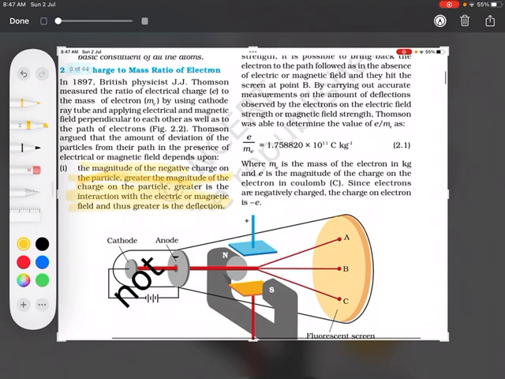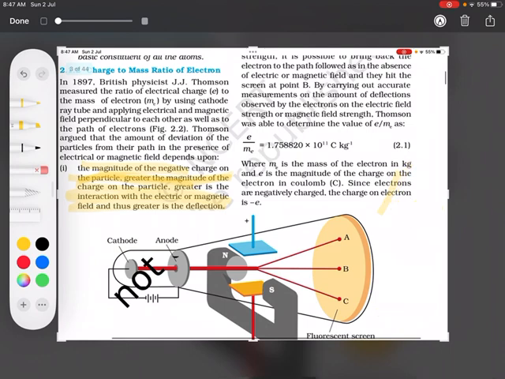The greater the magnitude of the negative charge on the particle, the greater the interaction with the magnetic field, and thus the greater the deflection. Deflection is like the particle going along a path and hitting some surface or wall. That is called the deflection.